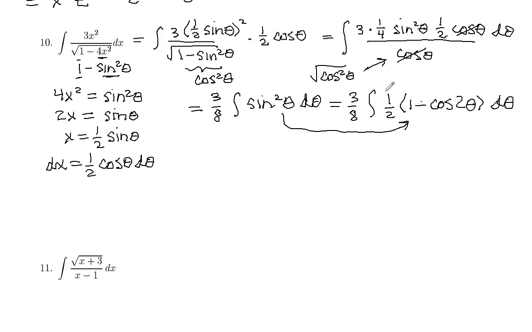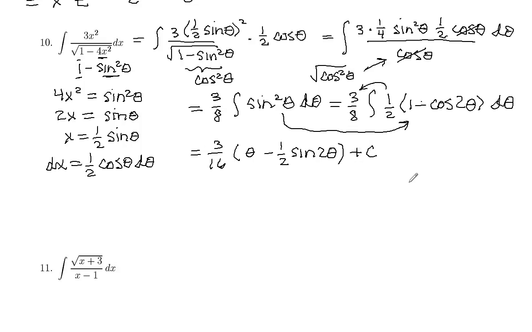And now let's go ahead and take this 1/2 and bring it out front with the 3/8. So that's going to give us 3/16. And now we can go ahead and integrate. So the integral of 1 with respect to theta is just going to be theta minus, and then the antiderivative of cosine 2 theta is sine 2 theta, almost. If you were differentiating the cosine 2 theta, you'd multiply by the derivative of the inside. That 2, when you integrate, you're going to divide by it. So 1/2 sine 2 theta. This is an indefinite integral. It'll be a plus c on the end.